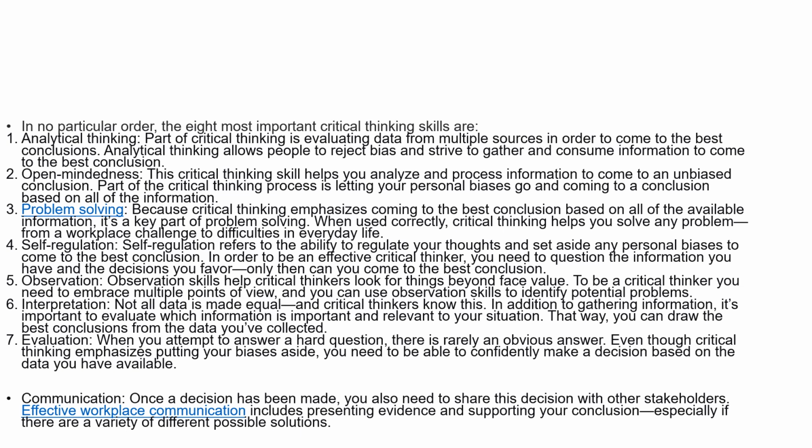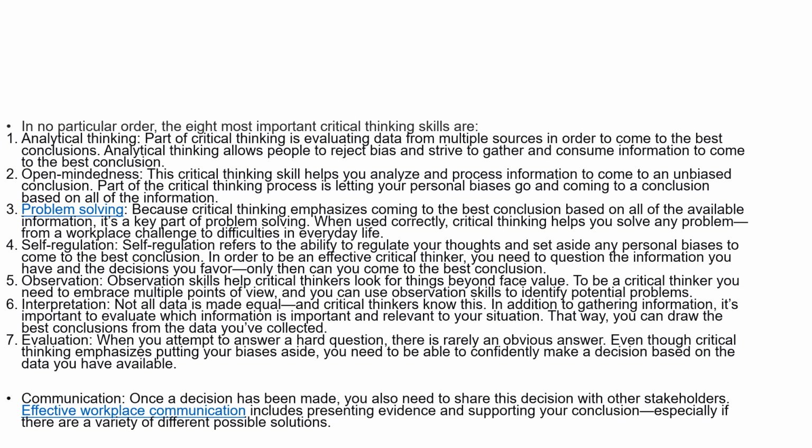Interpretation: not all data is made equal, and critical thinkers know this. In addition to gathering information, it's important to evaluate which information is important and relevant to your situation. That way, you can draw the best conclusions from the data you've collected.